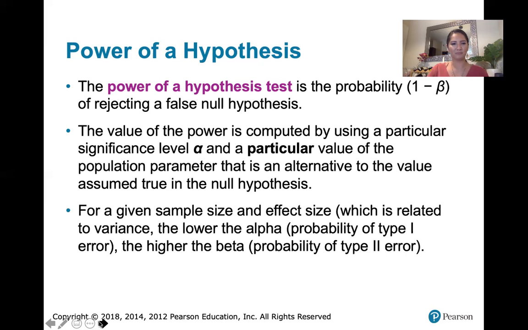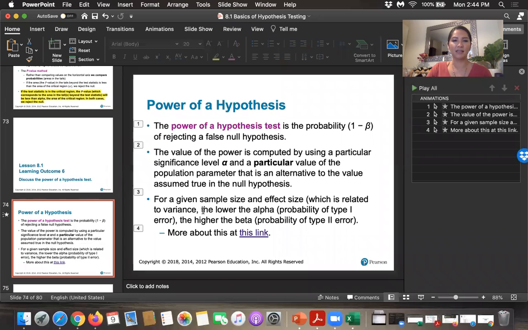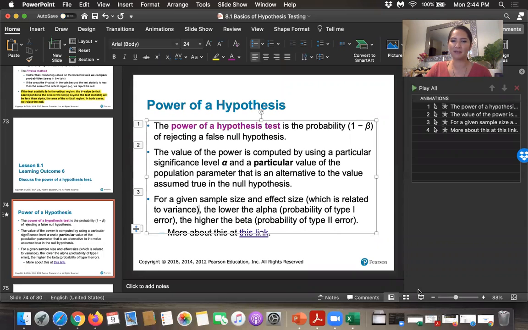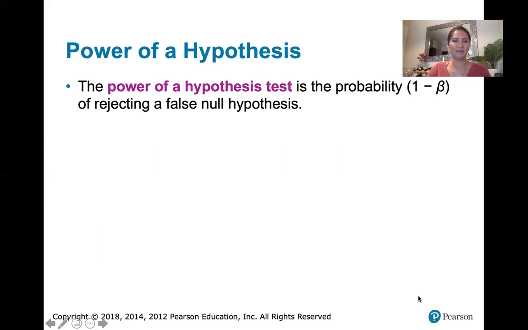parameter. Now, for a given sample size and effect size, which is related to variance, the lower the alpha, and again, that's the probability of a type 1 error, the higher the beta will be. That's the probability of a type 2 error.